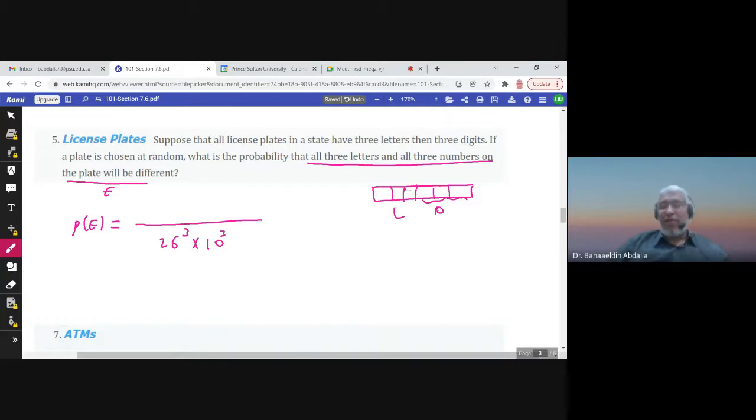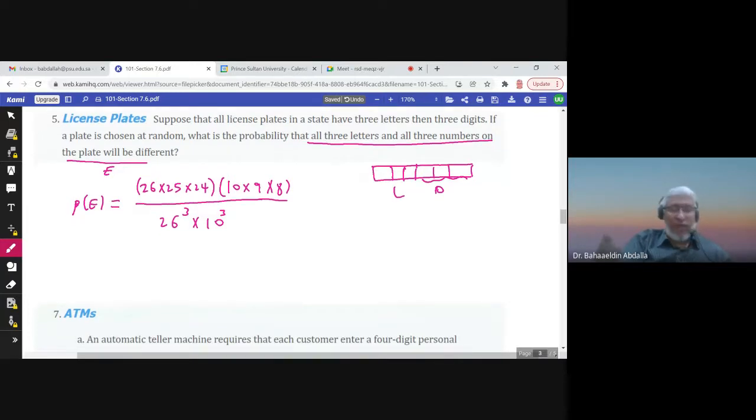Now, what is the event? All three letters should be different. So if the first letter has 26 possibilities, the second has 25, the third has 24. Or I can say 26P3 times the digits different, so 10 times 9 times 8, and this will give you the probability of this event.